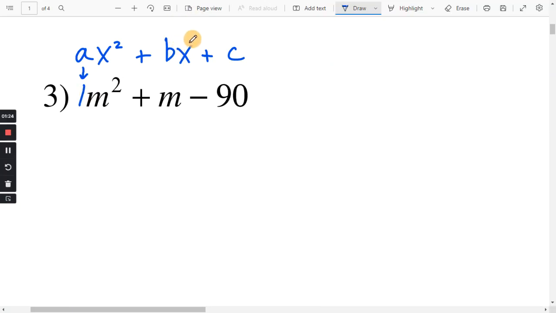But b is the coefficient multiplied by x, and we said c is the constant with no variable attached to it. So when there's no coefficient or number in front of the variable, it's automatically 1. Okay, so we can see that in this case, b equals 1 and c equals negative 90. Make sure you include the plus or minus sign.